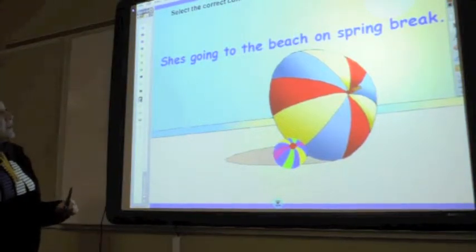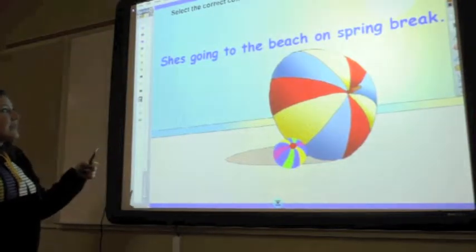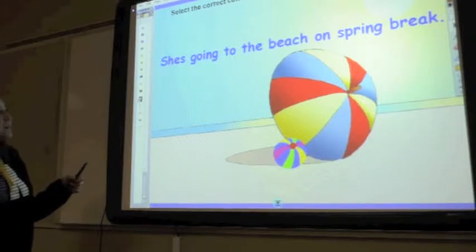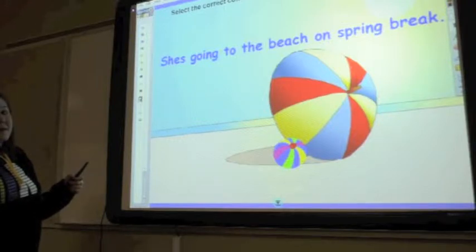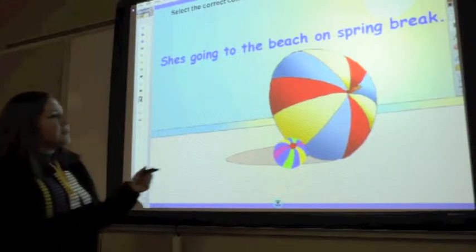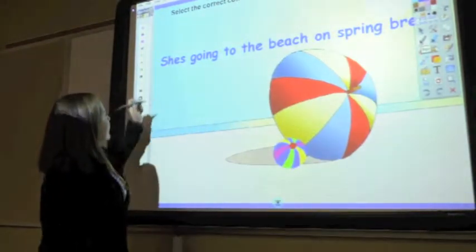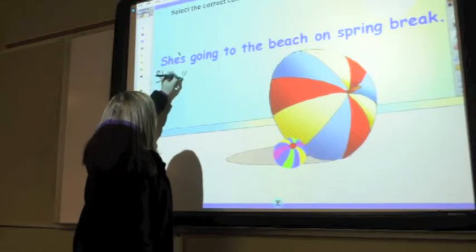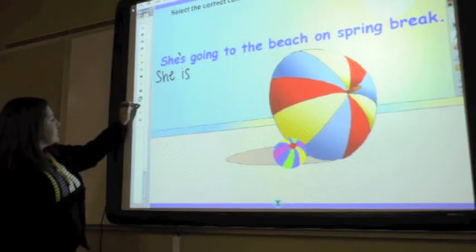Okay. So here, there's going to be an incorrect contraction in this sentence. Does anybody want to tell me where it is? The sentence says, "Shes going to the beach on spring break." So where is the proper contraction? She's. And what is missing? An apostrophe. And where does the apostrophe go? Between the E and the S. Good. So that's also saying she is going to the beach on spring break.